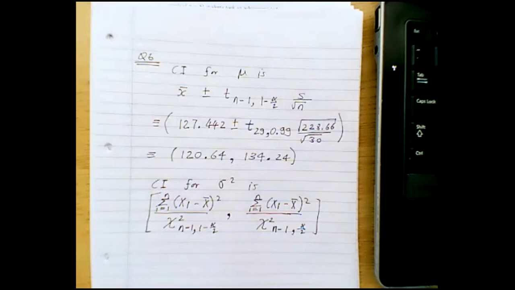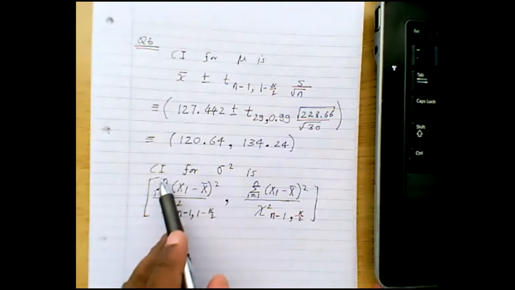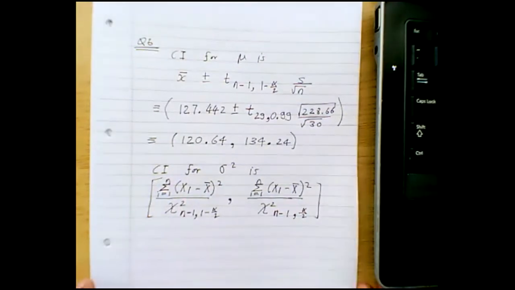How do you find t 29? You need to use the table. Do you have the table for the t distribution, which I explained to you last week? If you look at the table for the t and the degree of freedom 29, you will get it. This is the formula for the confidence interval for the population variance.